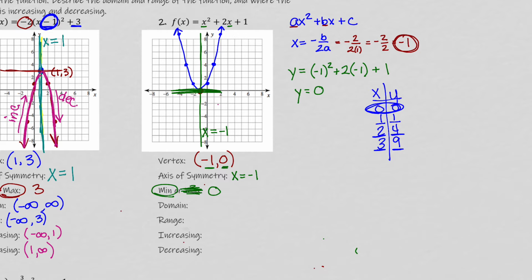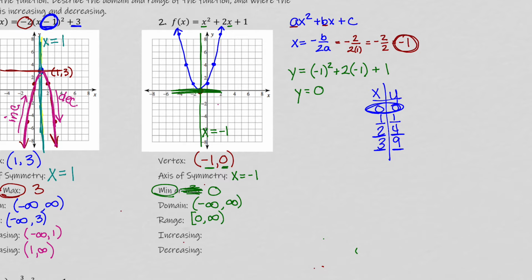Okay, domain is left to right. Hopefully you still remember negative infinity to infinity. Range is how far down, so this is y values. It goes down to 0, so it's a bracket, goes up to infinity.